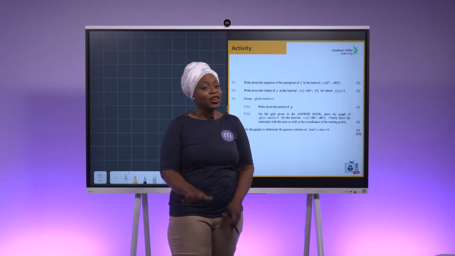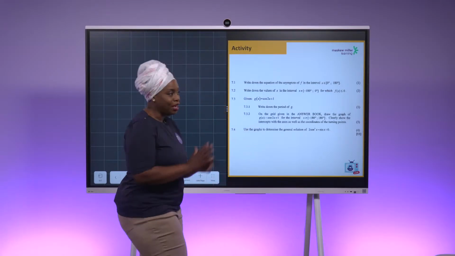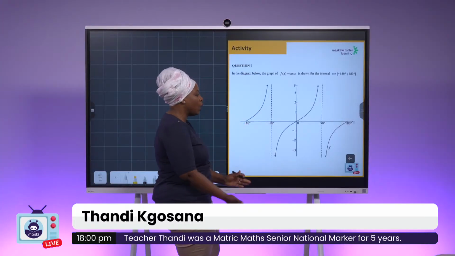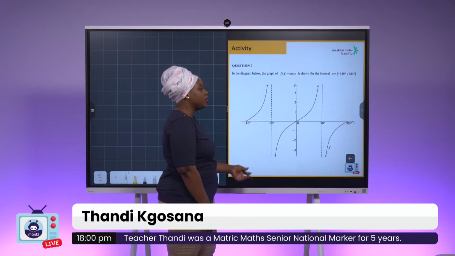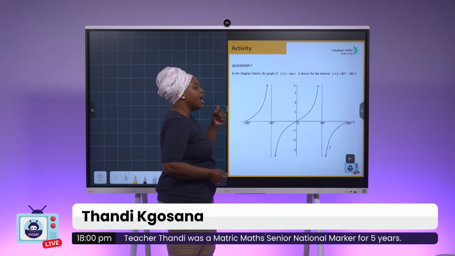I am very sure that you guys are eager to do this with me. So let's not waste more time and just go do it together. Okay, so since we have the diagram, before you do anything, try to understand your diagram, and then you can go and answer the question.